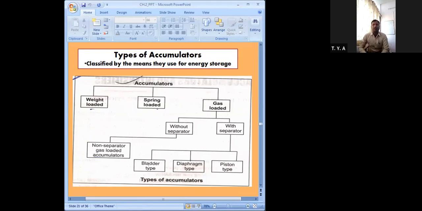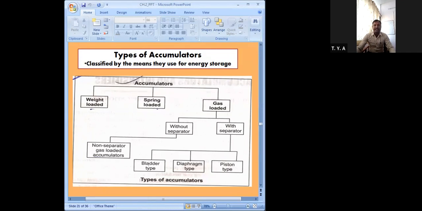Then again, the without separator gas accumulator is classified into a subtype, that is the non-separator gas loaded accumulator. Without separator or non-separator, you can call it. And under the with separator gas loaded accumulator, three subtypes are there. One is the bladder type, then the diaphragm type, and the last one is the piston type with separator gas loaded accumulator.